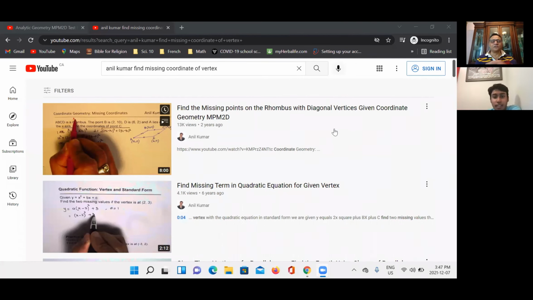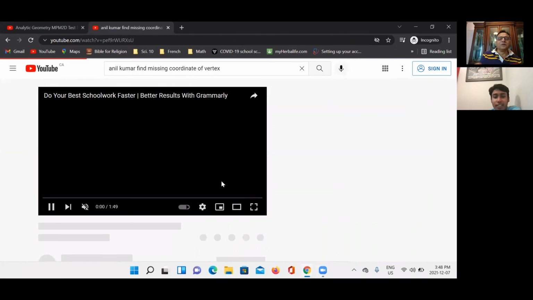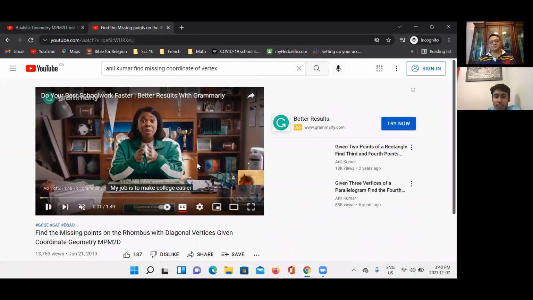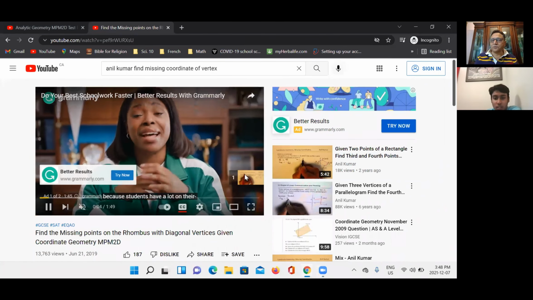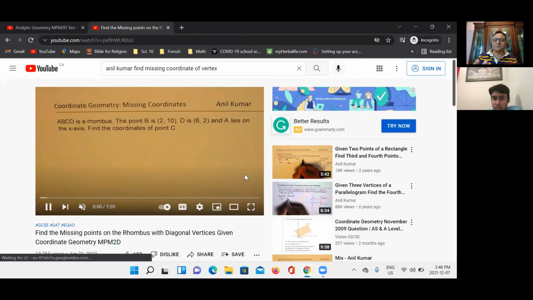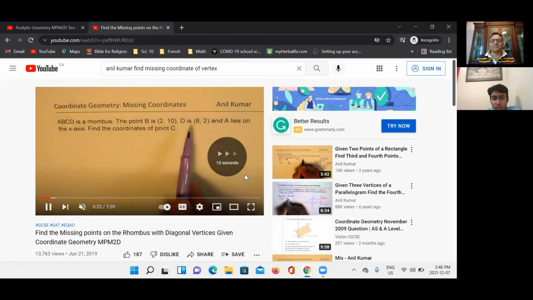So now look at the first one. Can you please read the question? Find the missing points on the rhombus where diagonal vertices are given to you, right? So as we have seen, we have to find a missing value, correct? In this particular case, the missing value is at A. Since you know the properties of a rhombus, all sides are equal. You also know that the opposite sides are parallel. So you can actually find the missing point. You get the idea?